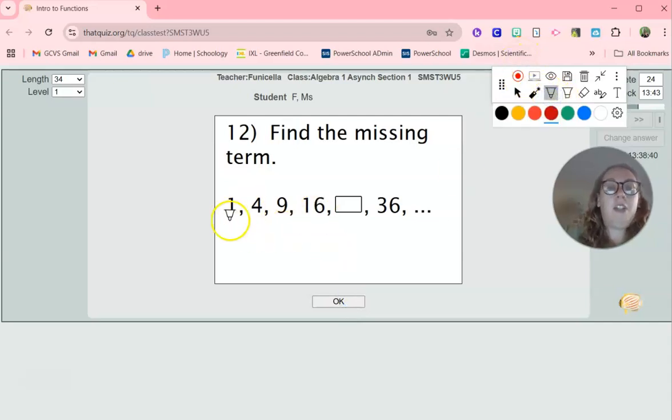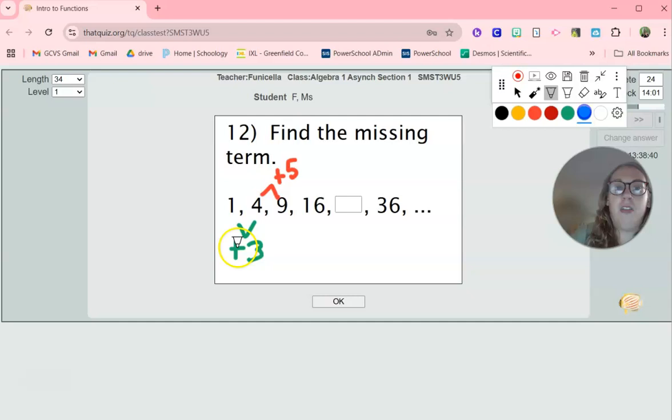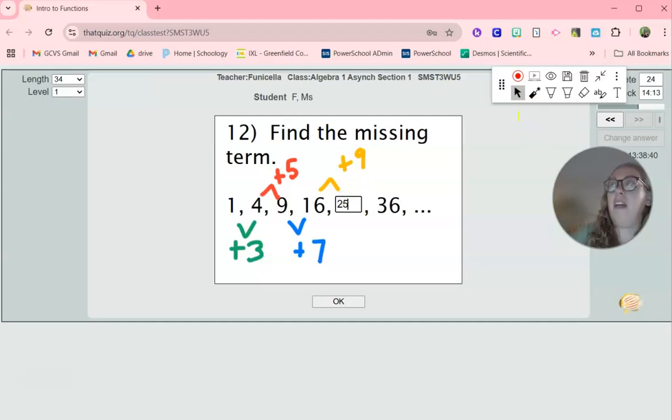For the next one, find the missing term. We go 1, 4, 9, 16, blank, 36. To go from 1 to 4, we're adding 3. From 4 to 9, we're adding 5. 9 to 16, we're adding 7. So we're adding each of these odd numbers. So the next one we're going to do is add 9, and 16 plus 9 gets us 25. So you're going to plug in 25 and hit OK.